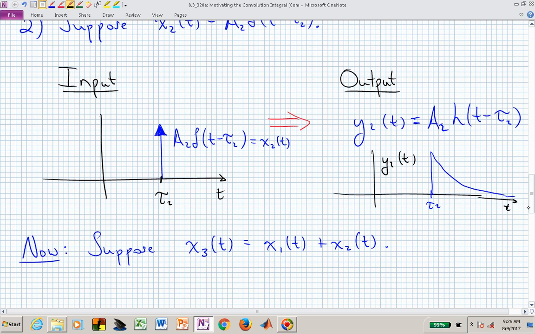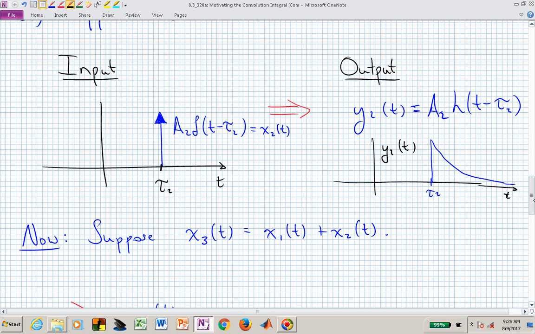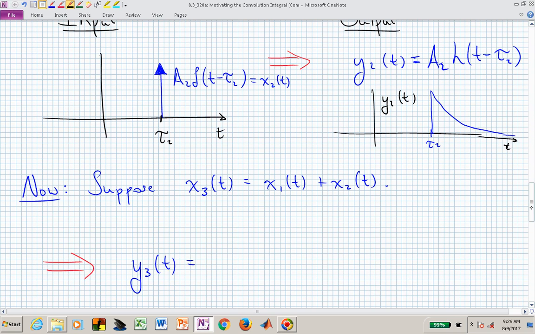Let's look at another input. Suppose now that x sub 3 linearly combines, or sums, x sub 1 and x sub 2 to form a third input, a different input. This is now our third input. What happens to y sub 3? Well, I hope now that y sub 3, you can see, is just going to be the sum of the result from x sub 1's input and x sub 2's input, which we were calling y sub 1 and y sub 2.